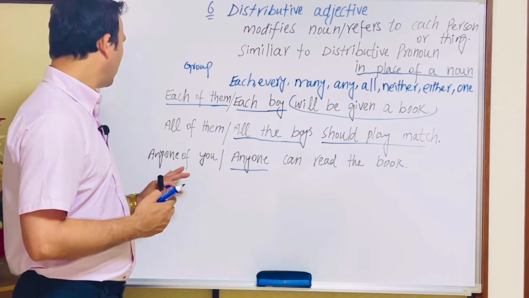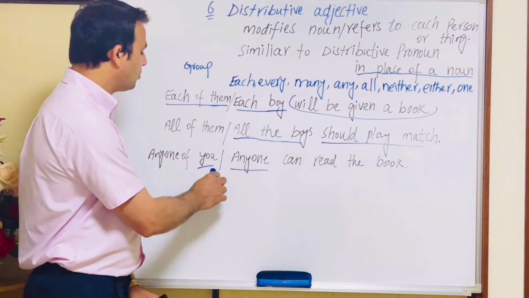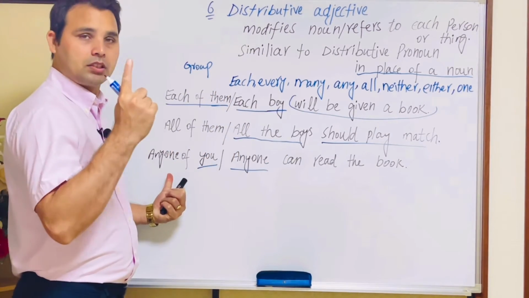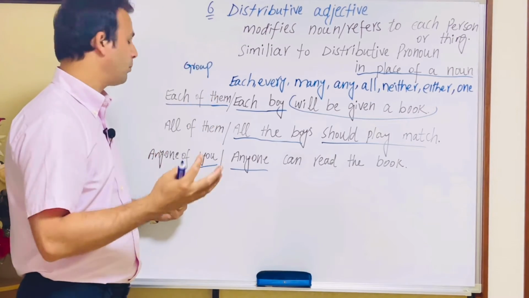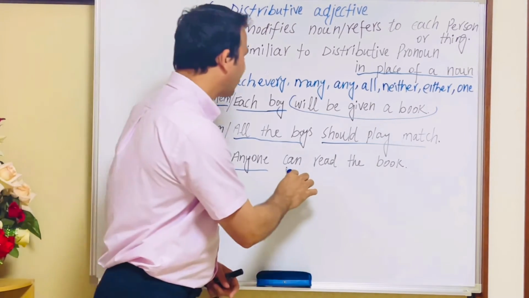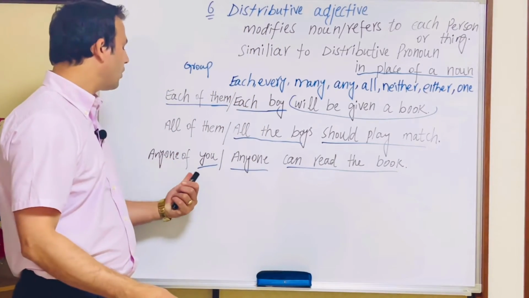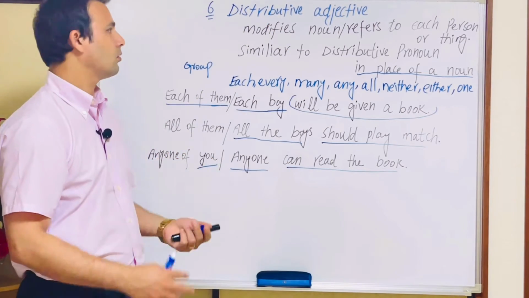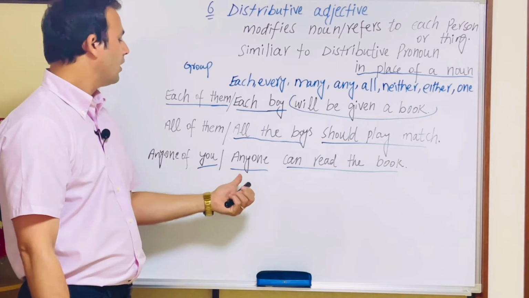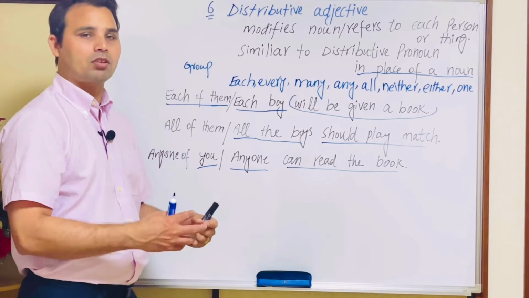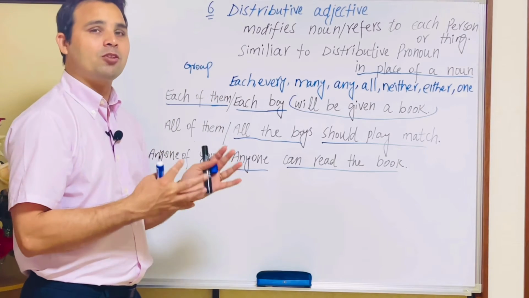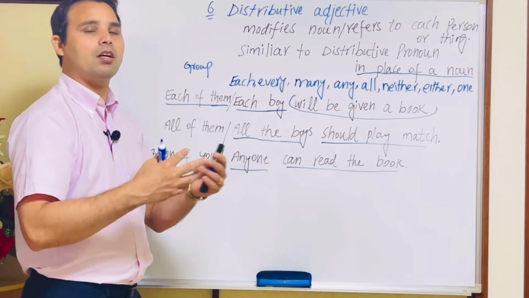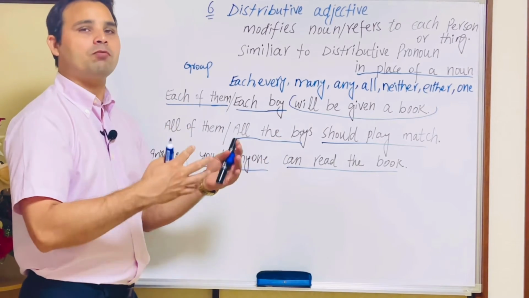But when you talk about any one of you, no, you is a group, means many people. Out of that group, out of those many people, only one person can read the book, means any one of you can read the book. This is the example of a distributive pronoun. But a distributive adjective will be anyone can read the book. It's talking about an individual, but a distributive pronoun will talk about an individual out of many people, or a group, or out of many things.